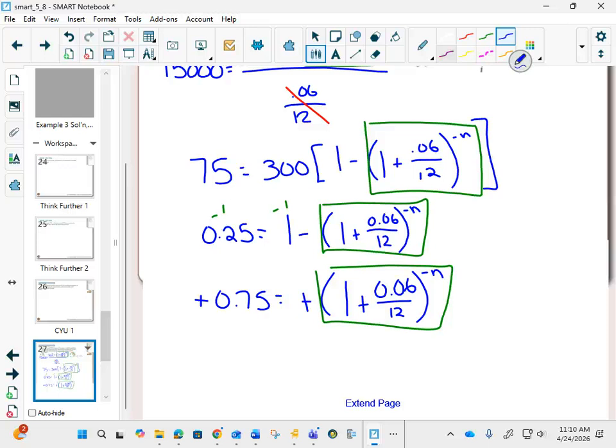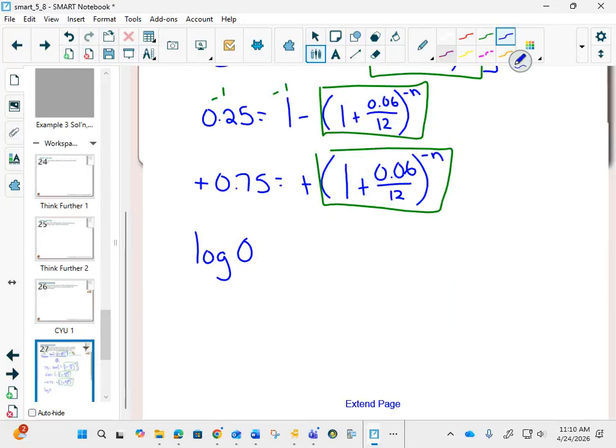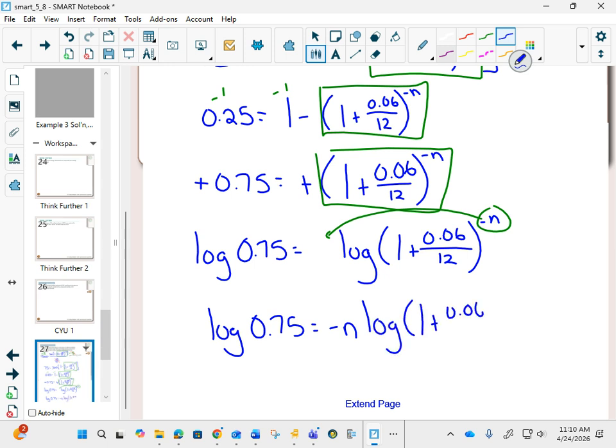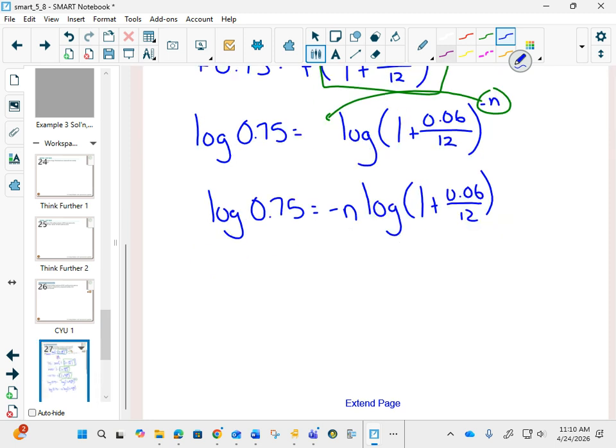I can take the log of both sides, so log of 0.75 equals log of (1 plus 0.06 over 12) to the negative n. And at this point, that exponent can come out in front. So you get negative n times log of (1 plus 0.06 divided by 12). And now I can get my n by itself by taking this 0.75 and dividing by, what do I have to divide by? I have to divide by the negative and the log.